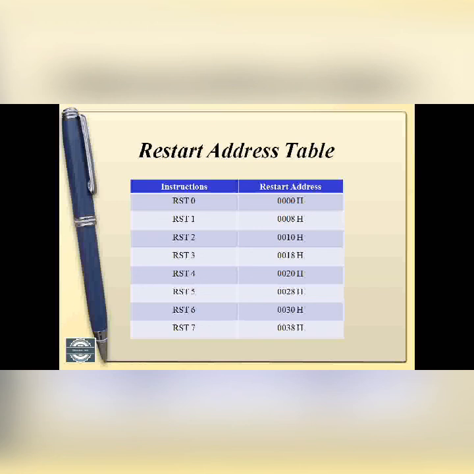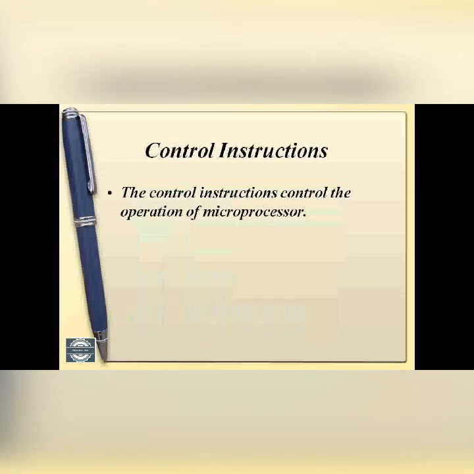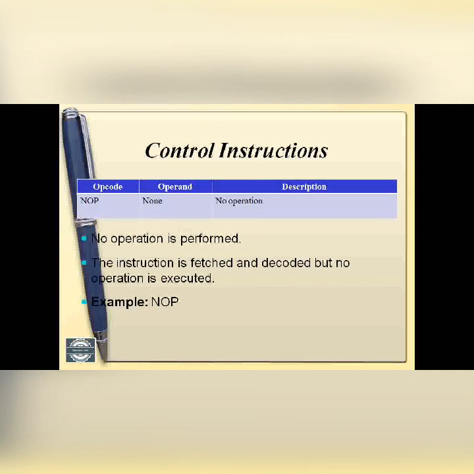Now about ending the lecture, the control instructions are coming. Control instructions are for controlling the operation of the microprocessor. Restart and control instructions, these are very vital. Now for the control instructions, whenever no operation is performed, that is NOP, no operation.